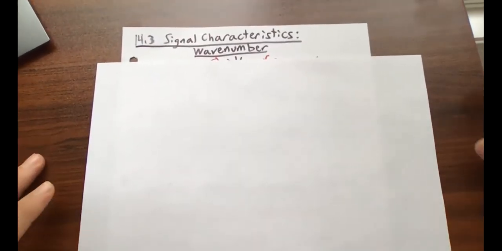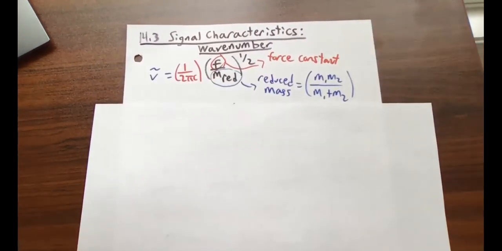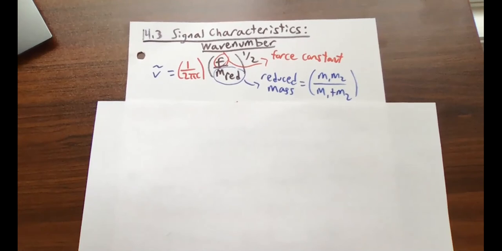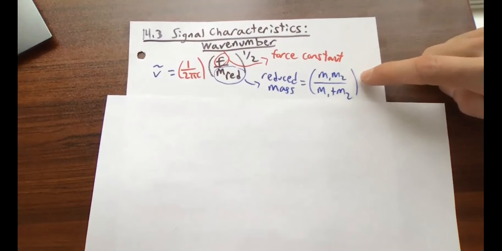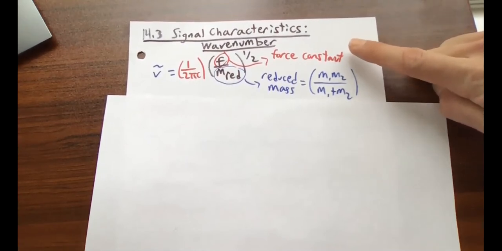So we talked a little bit in the last lecture, 14.2, about how we assume that chemical bonds are springs and that atoms are on each side of the spring, and that these springs are governed by Hooke's law, which is a physical equation that's shown here. Essentially, what we're really concerned with is the force constant and the reduced mass of the two atoms. So the force constant is going to be kind of like how thick the spring is or how strong it is.